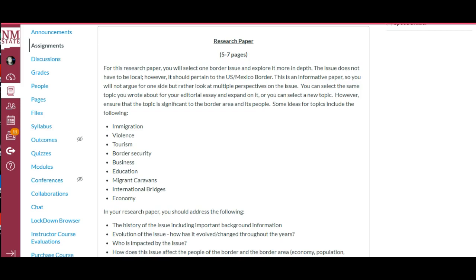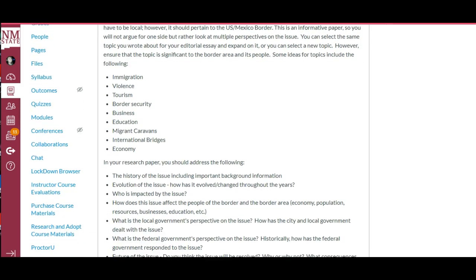So you can select the same topic that you wrote about for your editorial essay, or you can go ahead and select a completely new topic. If you are going to select the one from your editorial essay, since this is a research paper, you are going to have to expand on it a little bit more. Some ideas for topics that I included here have to do with immigration, violence, tourism, border security, business, education, migrant caravans, international bridges, and the economy. Obviously, this is not a complete list.